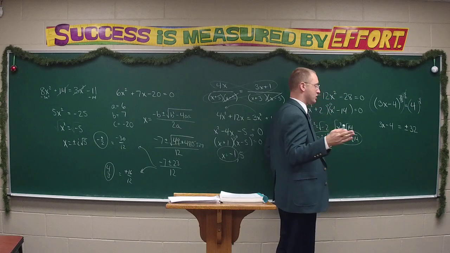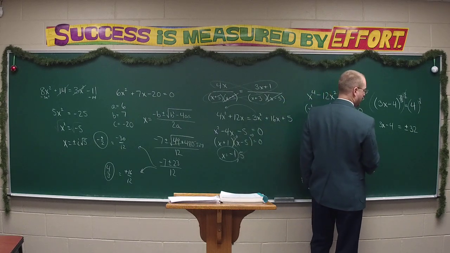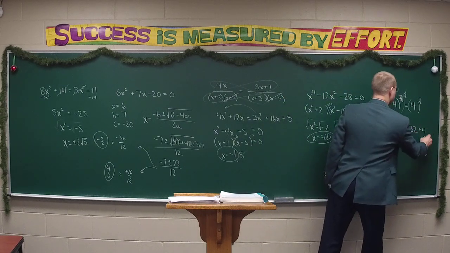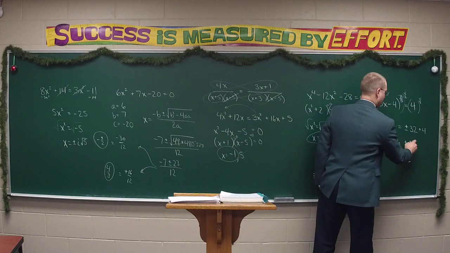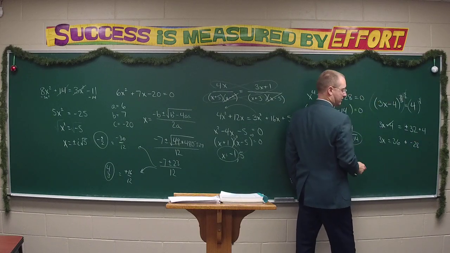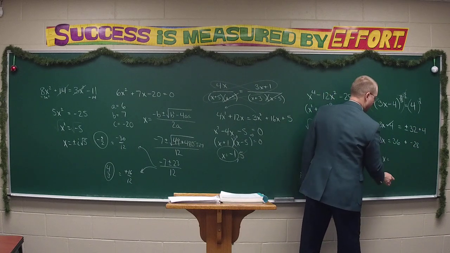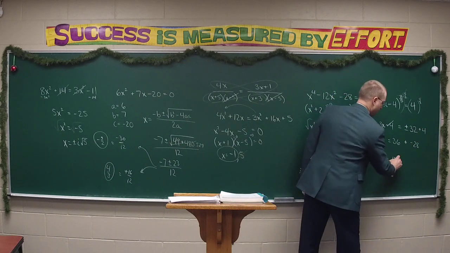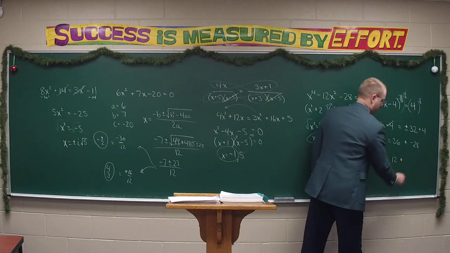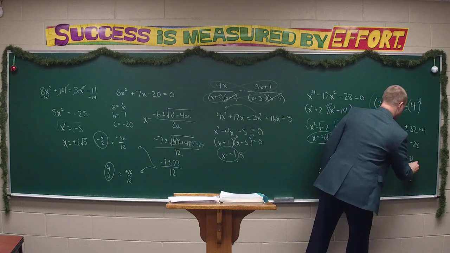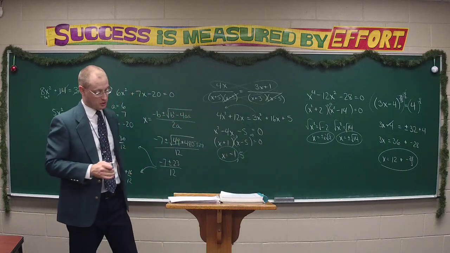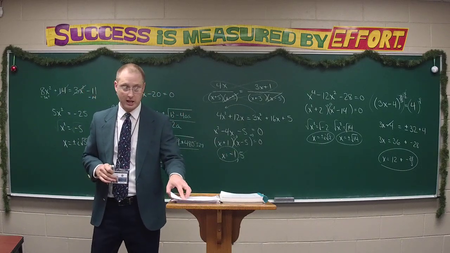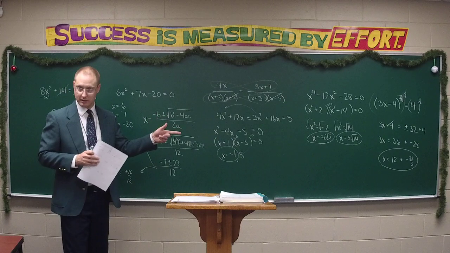And from here to finish it, we're going to first add the 4, and that gives us 3x is equal to 2 numbers, 36 and negative 28. And then divide by 3 to get 12 and negative 28 thirds. And how many have those answers for this problem? All right, excellent. Questions on that?